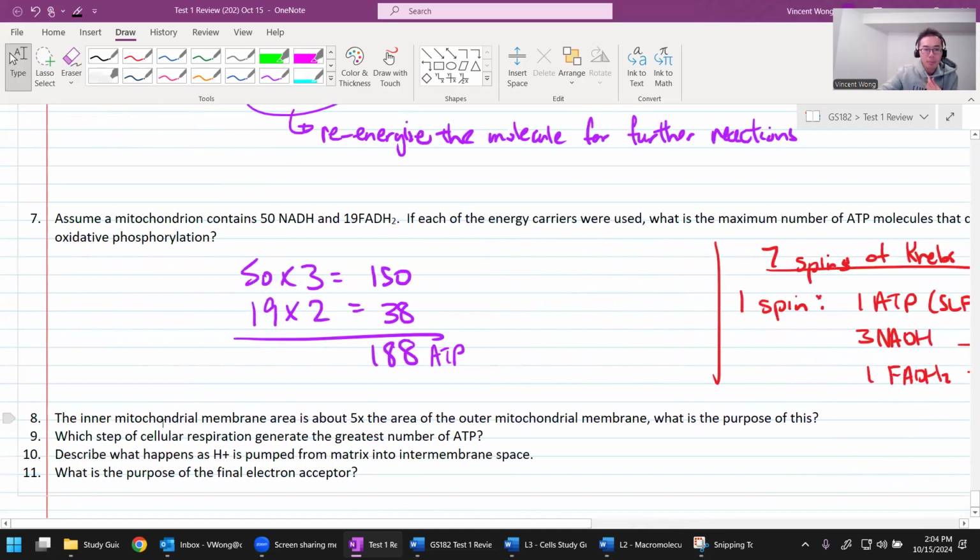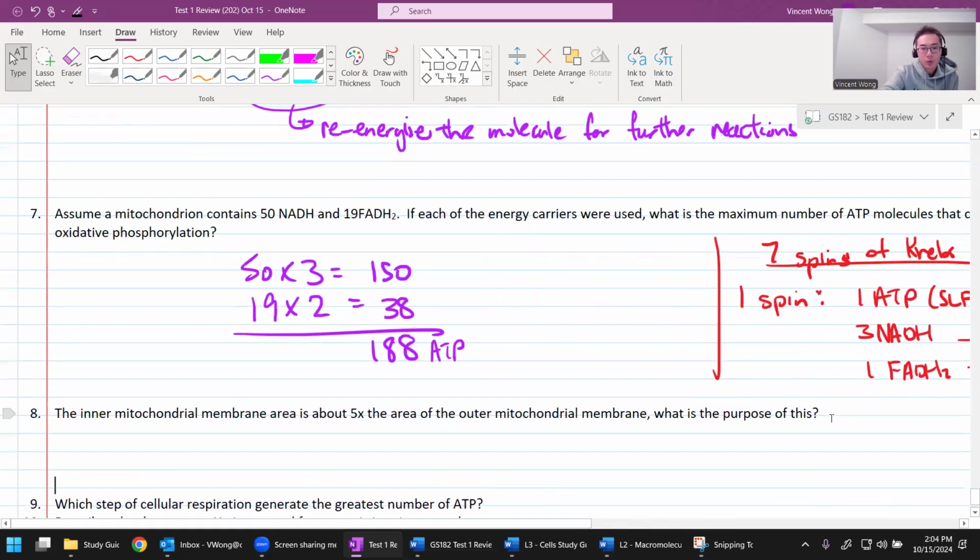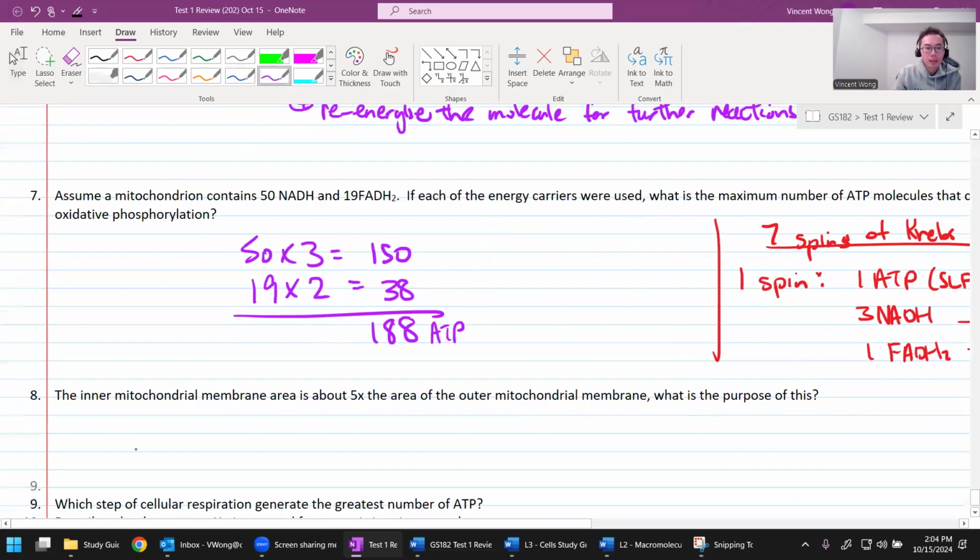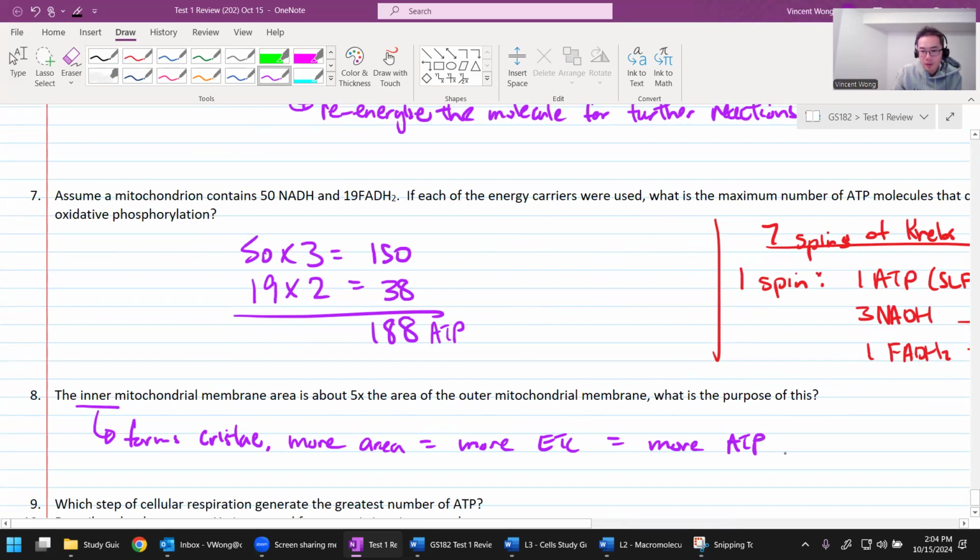The inner mitochondrial membrane area is about 5 times larger. So why is that? Well, the inner membrane forms cristae, right? More area equals more ETC equals more ATP production. You can pack more of those proteins in it, you can pump more H plus, and then you can create more ATP in return.